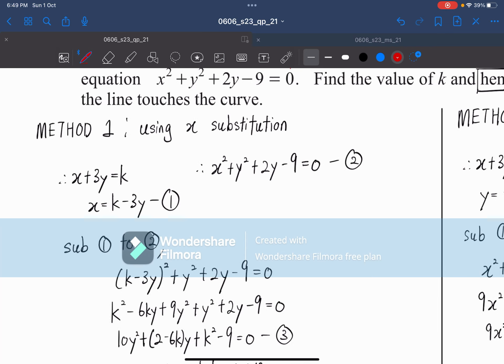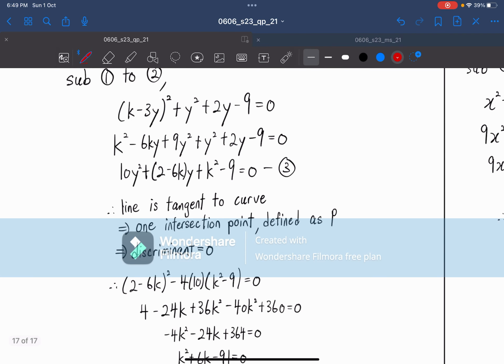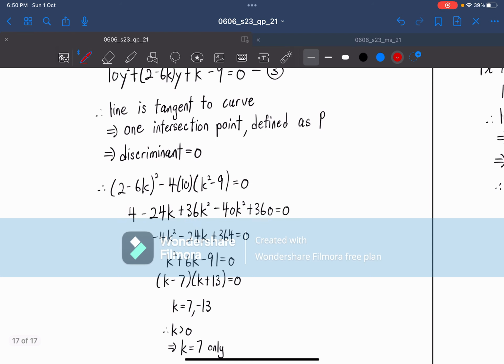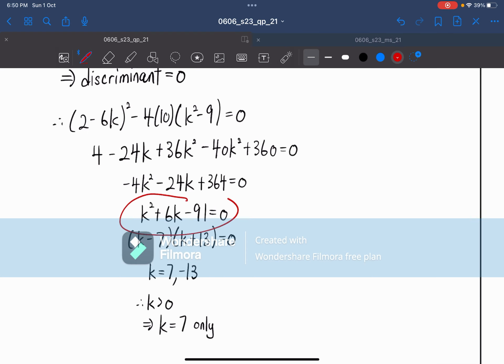rearrange x plus 3y equal k to it being in terms of y, and then label them and substitute them in. Once you substitute and rearrange it, you state that the line is a tangent to the curve, and so this implies one intersection point, which I defined as P, and we know that since it's a tangent, the discriminant is going to be equal to 0. So b squared minus 4ac equals 0, a lot of algebra, and once you simplify, you get this right here, k squared plus 6k minus 91.